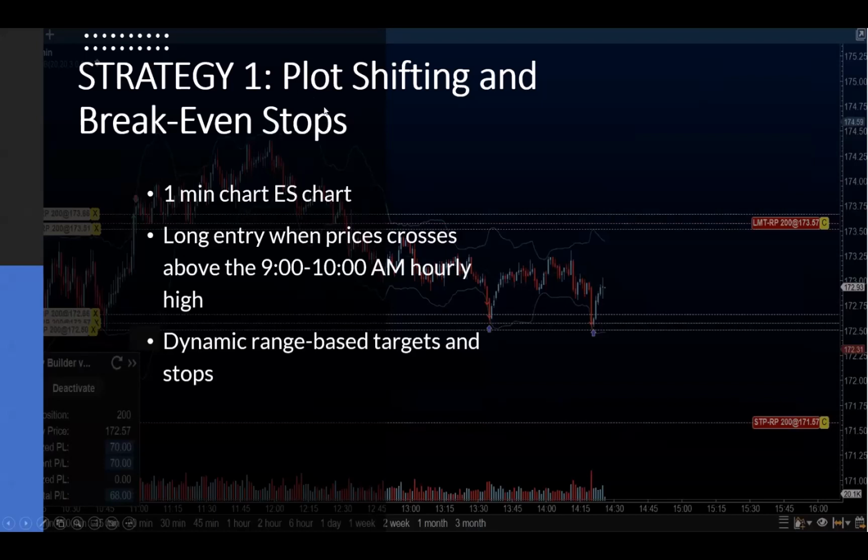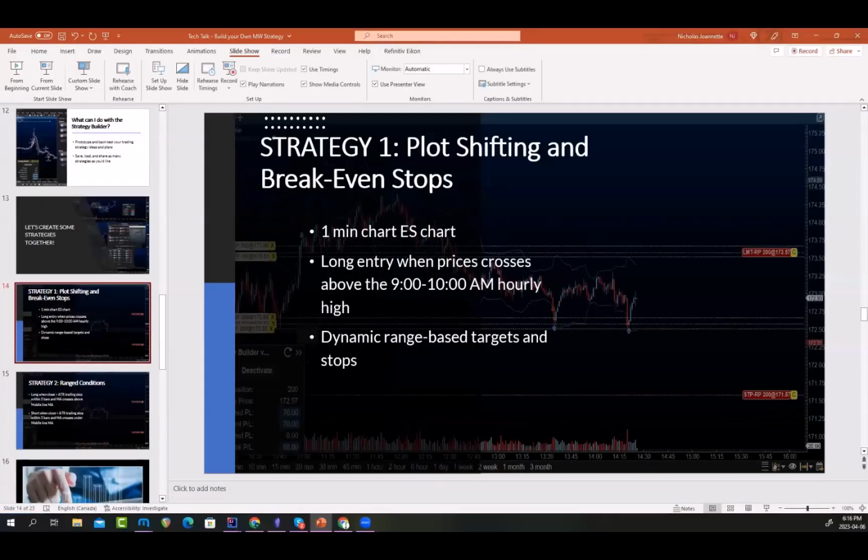Now, this strategy will be on the 1 minute S&P 500 futures chart, the ES chart. And the strategy will basically take a long entry when price crosses above the hourly high of the 9 to 10 a.m. hour bar from the 1 minute chart. And it'll have various dynamic range-based targets and stops. And by range, in this case, I'm talking about the opening range, which is what the breakout is based on, the high of that first hour. So let me open up MotiveWave here.